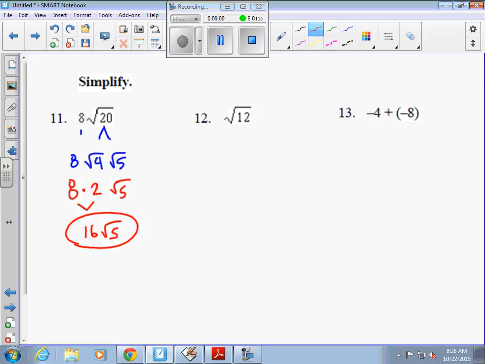Simplify. The square root of 12 can be separated into the square root of 4 times the square root of 3. What number times itself is 4? 2 square root of 3.